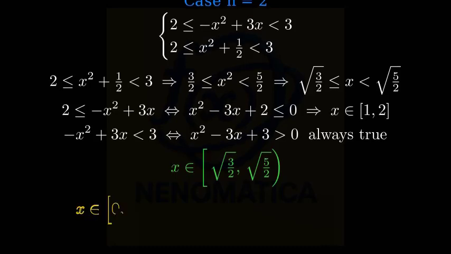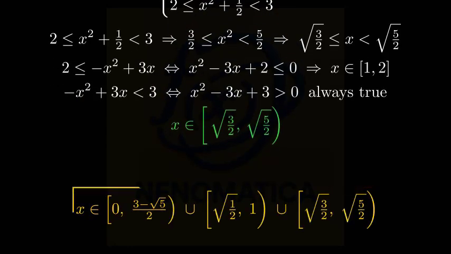Finally, the complete solution is the union of these three intervals: from 0 to 3 minus square root 5 over 2, union from square root of 1/2 to 1, union from square root of 1.5 to square root of 2.5.